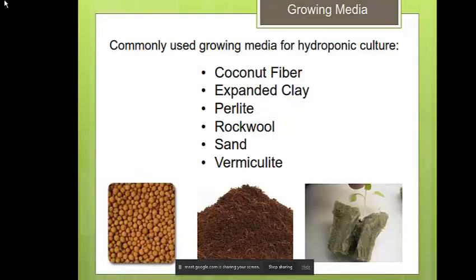Already we have discussed the commonly used growing media for hydroponic culture: coconut fiber, coco peat, clay balls, perlite, rock wool, sand, right? And vermiculite. What is the function of vermiculite?